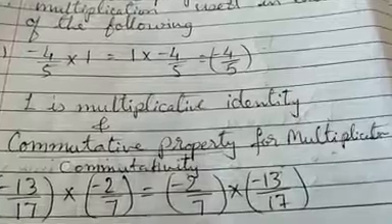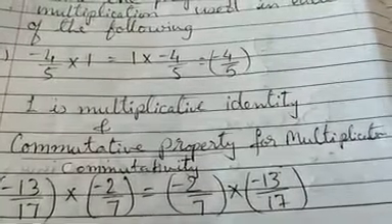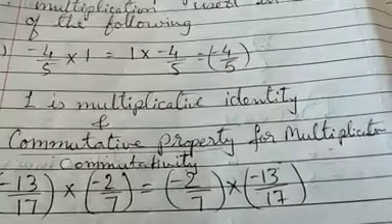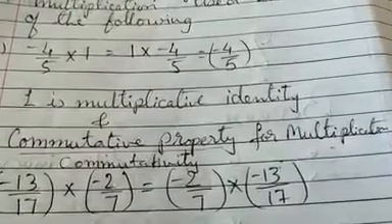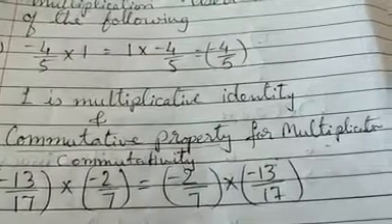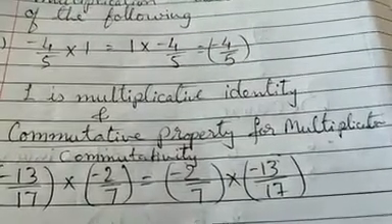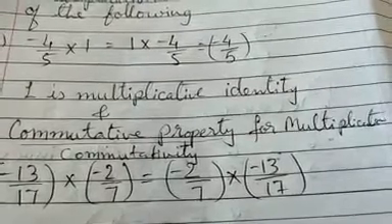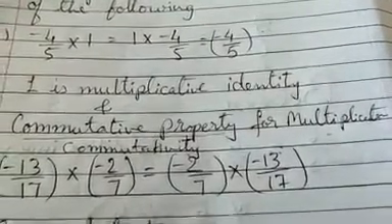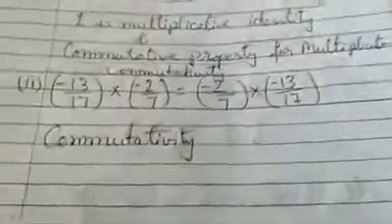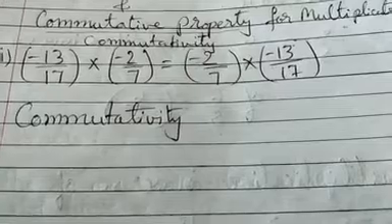And another property which is being used is commutative property for multiplication. Two rational numbers multiplied in any order gives you the same answer. Right? So two properties, one is multiplicative identity and the second one is commutative property for multiplication. Move on to the next one.